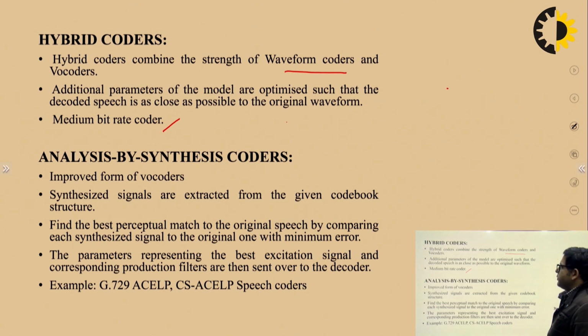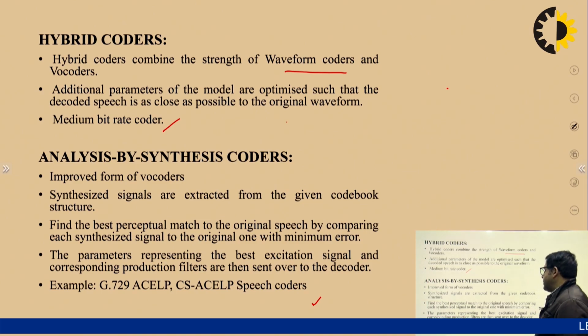This is the improved form of vocoders. Actually, in this analysis by synthesis coder, the synthesized signals are extracted from the given codebook structure. This model finds the best perceptual match to the original speech by comparing each synthesized signal to the original one with the minimum error. The parameters representing the best excitation signal and corresponding prediction filter are then sent to the decoder. Examples of such kind of vocoders are G.729 ACELP and CS-ACELP speech coders.